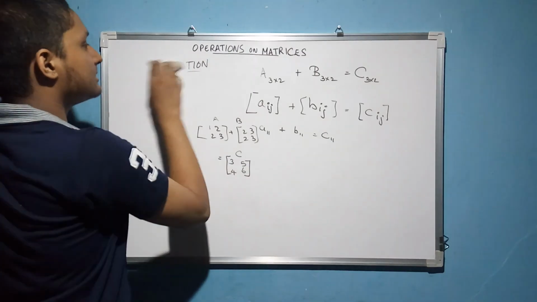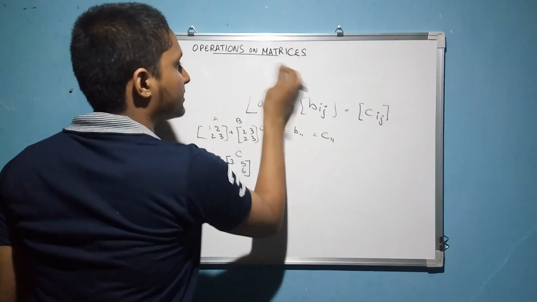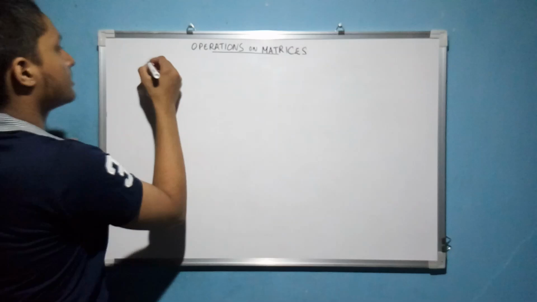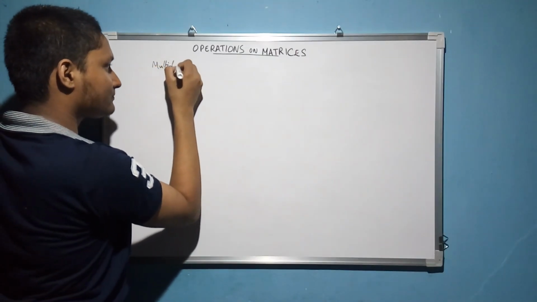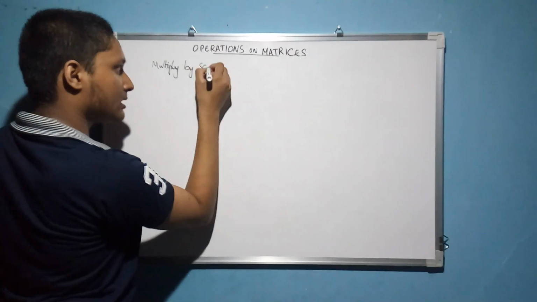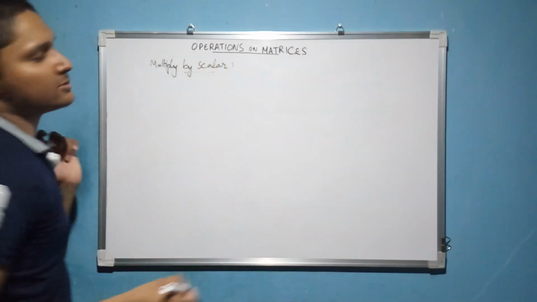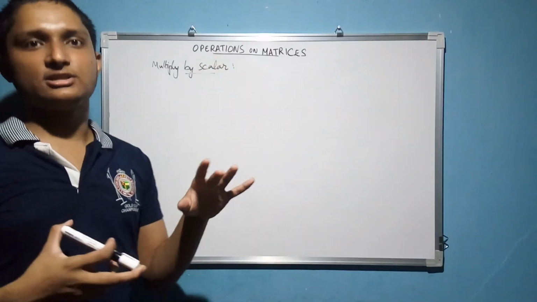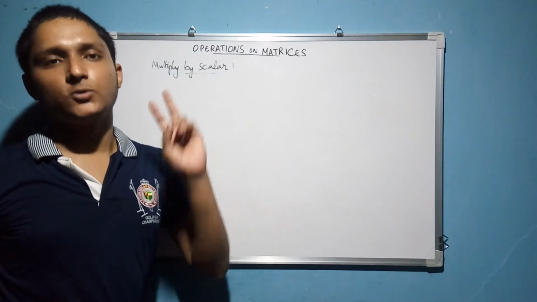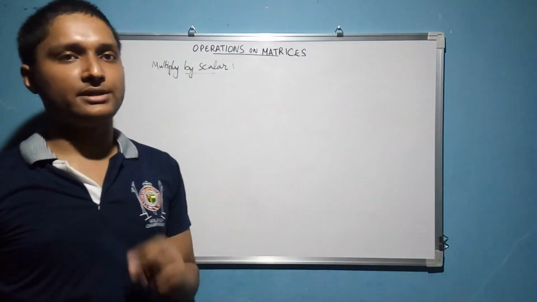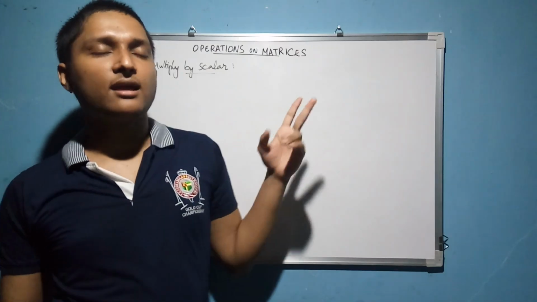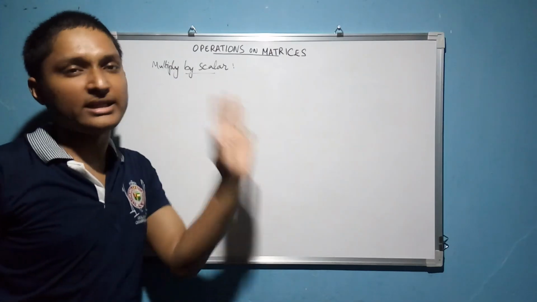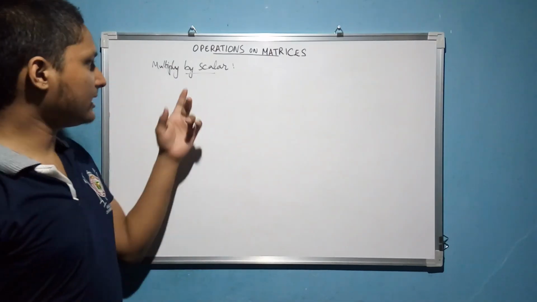So the next thing about matrices is multiplication. First, we'll learn about multiplication by a scalar. What is a scalar? A scalar is something which has only magnitude. You will find a reference when you consider vector algebra, which is one more chapter. There you have two types of quantities, vector as well as scalar. A vector quantity has direction along with the magnitude, while a scalar has only magnitude but no direction. That is a scalar.